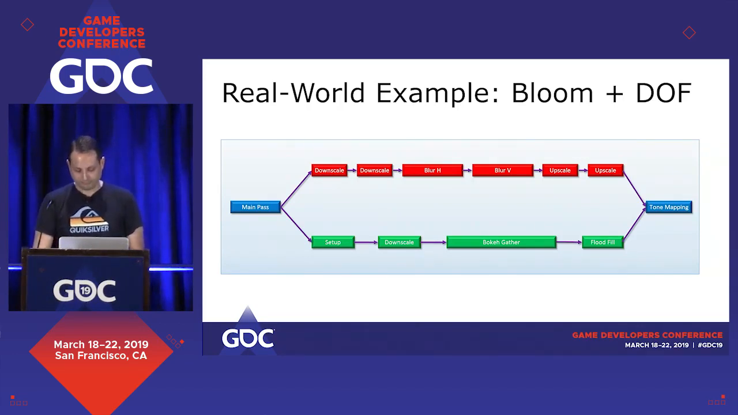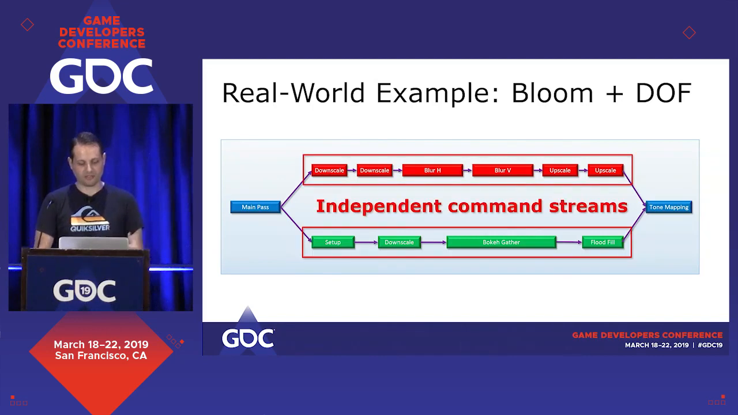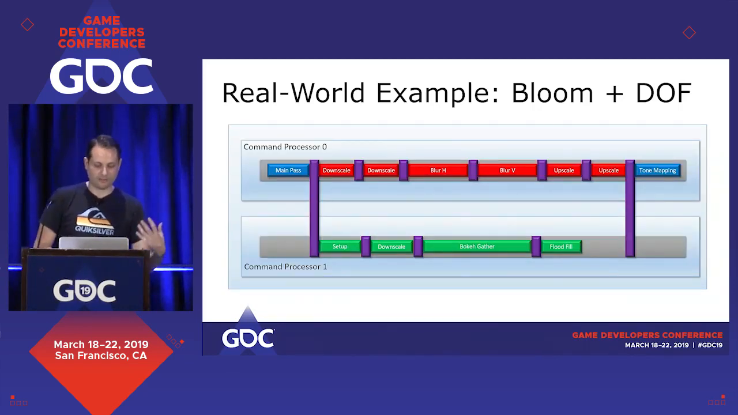So these are two different post-processing operations that have dependencies within themselves, but they're actually independent in terms of each other's total operation. The bloom is basically independent of the depth of field here. So this looks like a good opportunity for moving these to two different command processors.